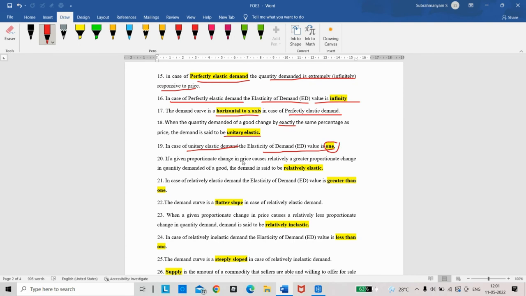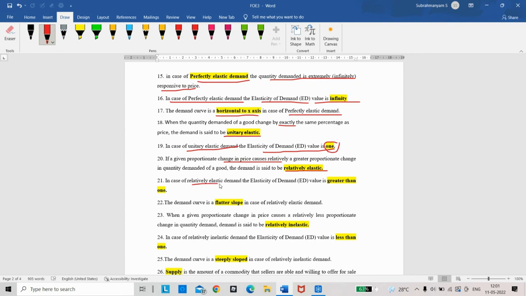If a given proportionate change in the price causes a relatively greater proportionate change in the quantity demanded of a good, the demand is said to be relatively elastic. That means a lower percentage change in the price level leads to a greater or higher percentage change in the quantity demanded. This is known as relatively elastic.